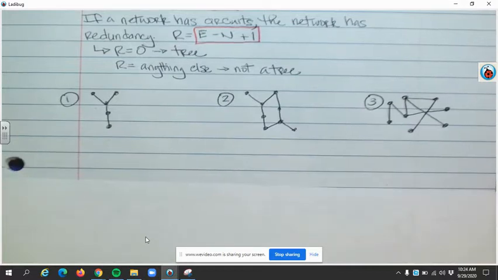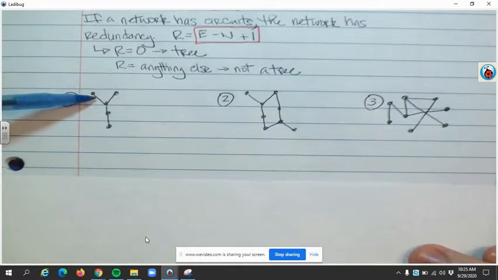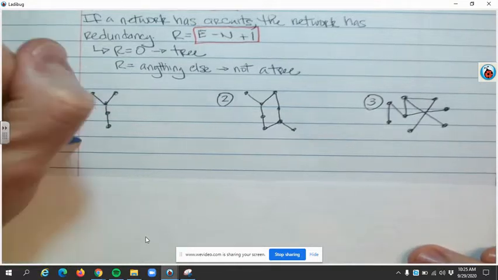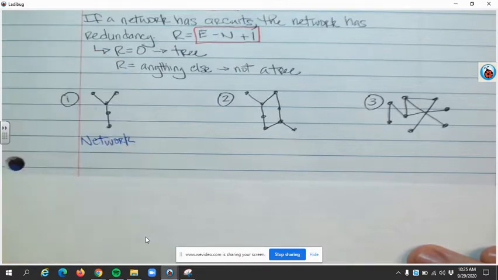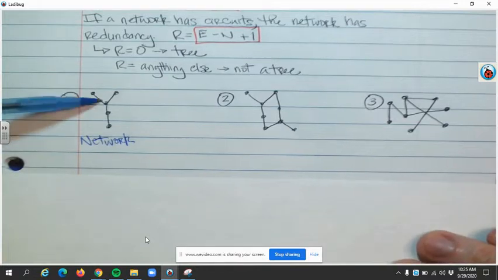So number 1, you can probably tell by looking at it, there are no circuits, it's all connected, so it's a tree. But let's try to go through it using our formula. First things first, we're going to figure out, is it a network? And I would say yes, because all the vertices are connected. So this is a network. The next thing I would look at is, what is the R value? So remember, the R value is found by doing your edges minus vertices plus 1. So let's count the edges. I've got 1 here, 2, 3, 4.